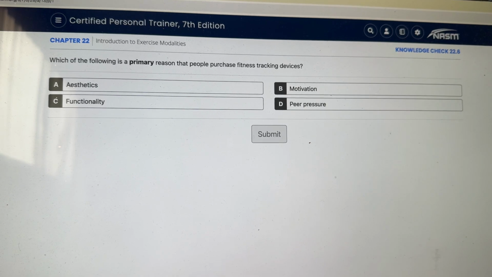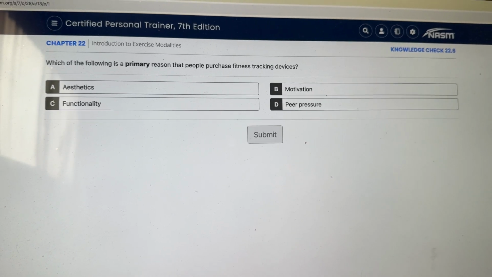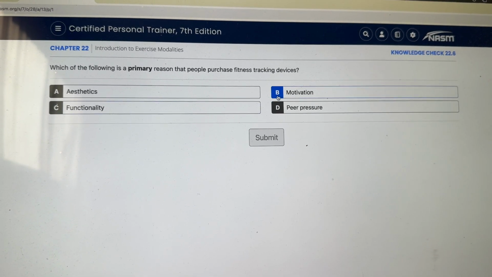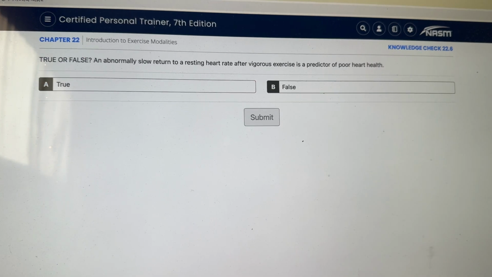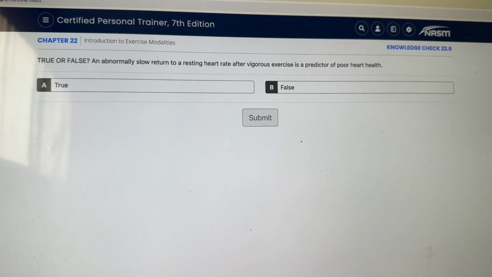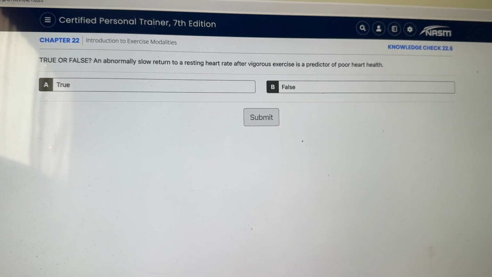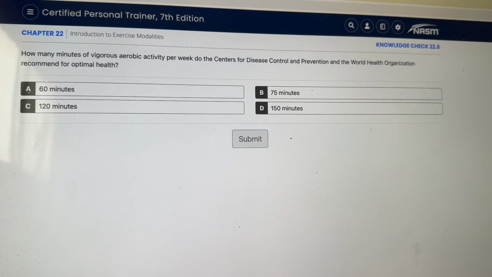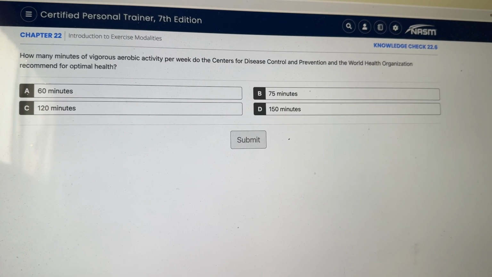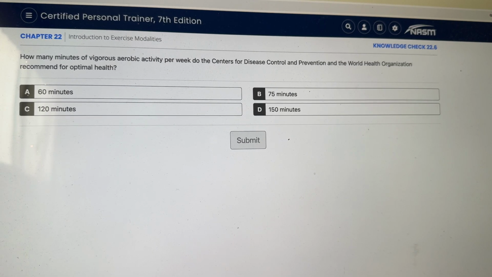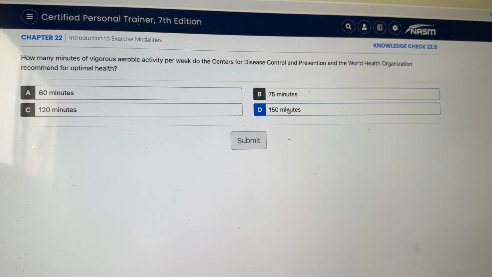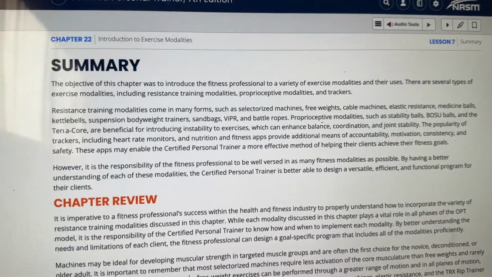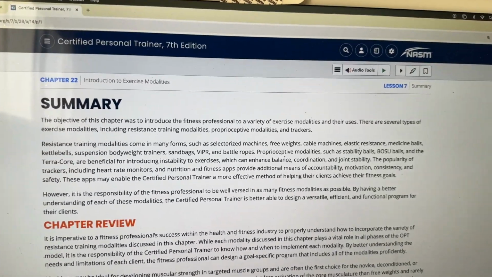Which of the following is a primary reason that people purchase fitness tracking devices? I think it's motivation or functionality? True or false? An abnormally slow return to resting heart rate after vigorous exercise is a predictor of poor heart health. True. How many minutes of vigorous aerobic activity per week do the Centers for Disease Control and Prevention and the World Health Organization recommend for optimal health? Yeah, 150. All right, guys, chapter 22, lesson 6, summary. We're going to go ahead and skip that. Now we're on to chapter 22 quiz, 10 questions.